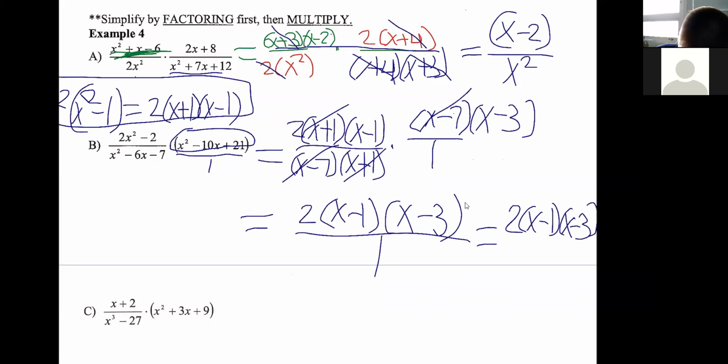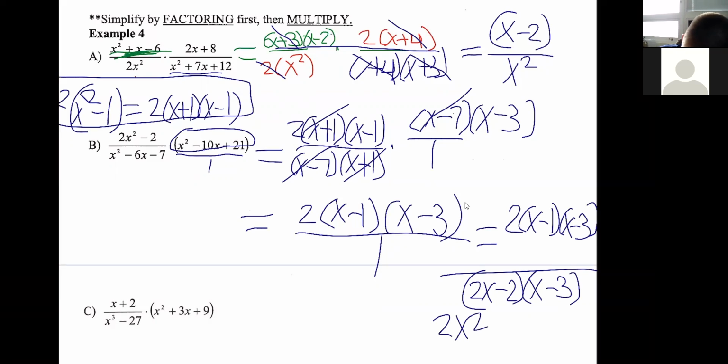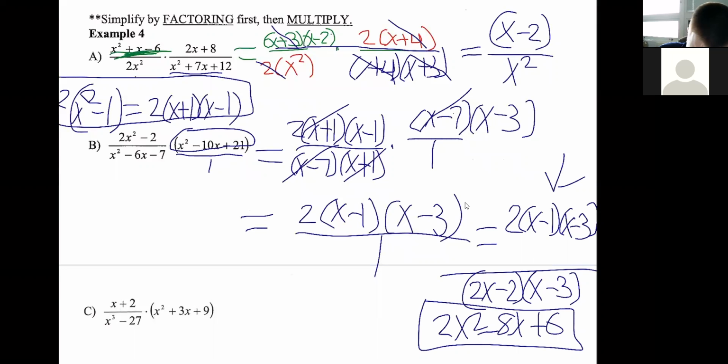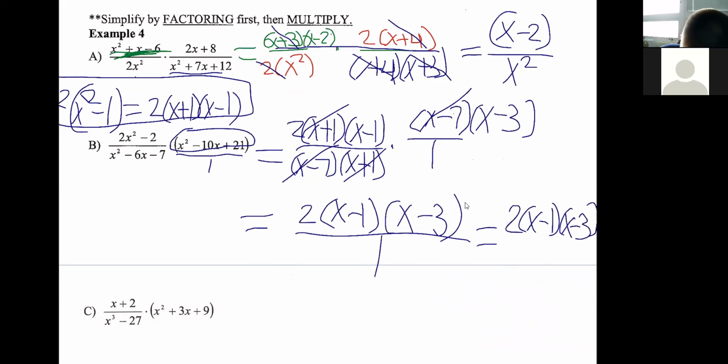But if you did FOIL this out, I wouldn't do this, but if they asked, you would distribute the 2 just to the first group and then FOIL this out. So that would be 2x squared. You'd have minus 6x minus 2x, that'd be minus 8x plus 6. You could write your answer like this, but I think it's nicer to actually do stuff when it's in factored form. I wouldn't go through all that extra work, but you might have a teacher who asks you to write it in that form. So you could just multiply it out.